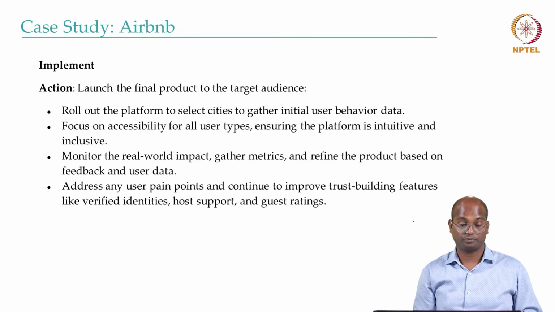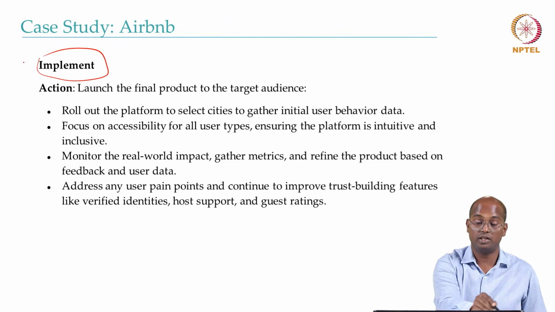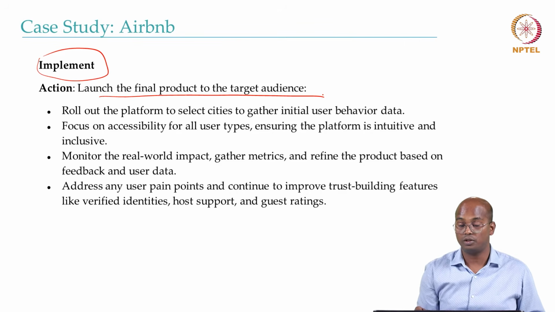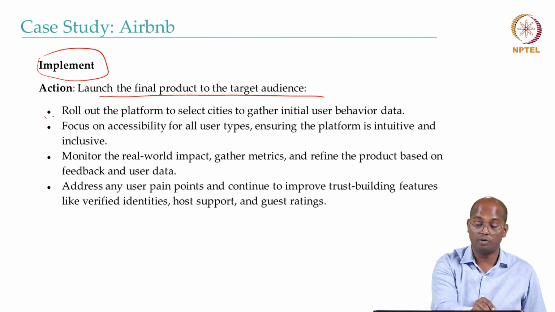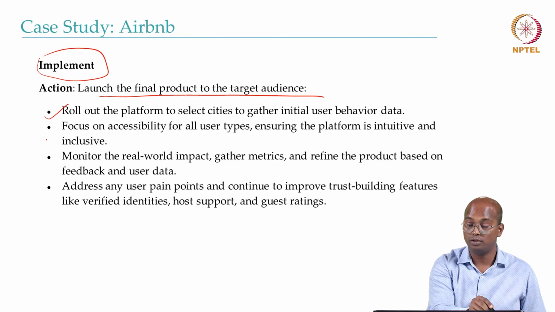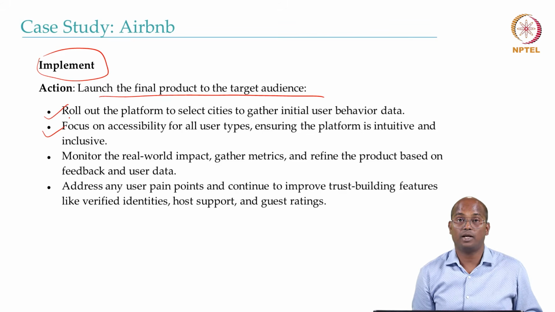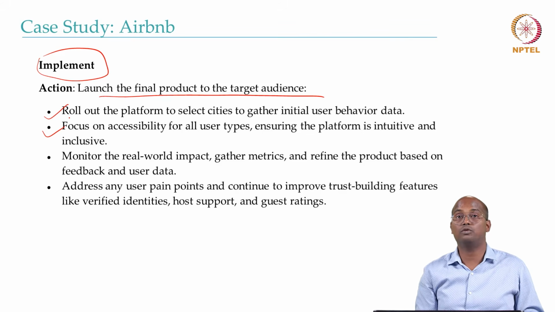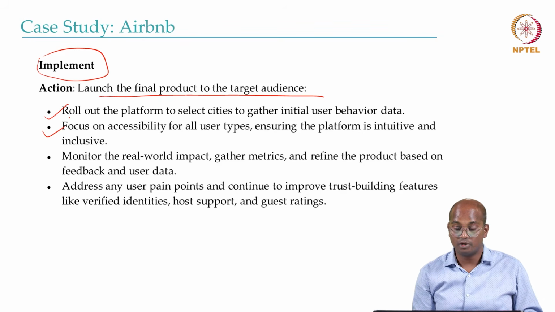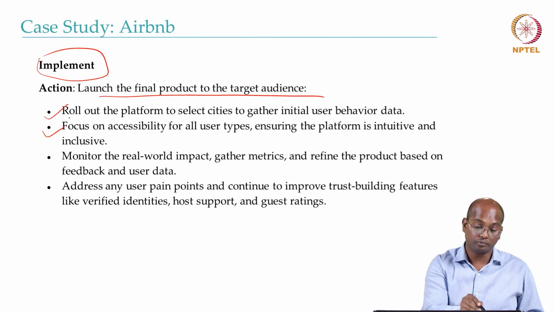So adding more detailed profile verification options and improving the search filter to accommodate a broader range of preferences after initial testing. And finally, in the last stage, that is the implementation stage, you launch the final product to the target audience, roll out the platform to select cities to gather initial user behavior data. So it's not like you launch everywhere at the same time. Probably you can limit that to some places first, and based on the result you can go ahead accordingly.